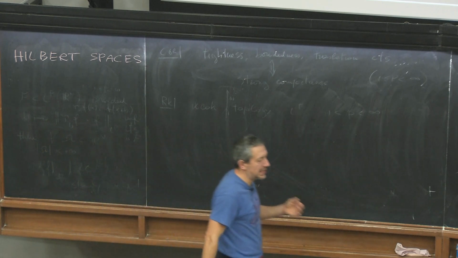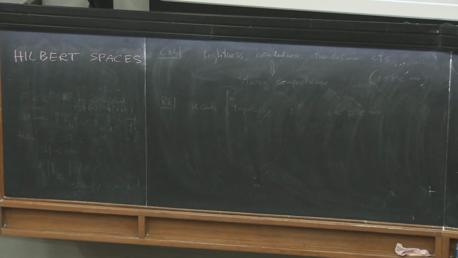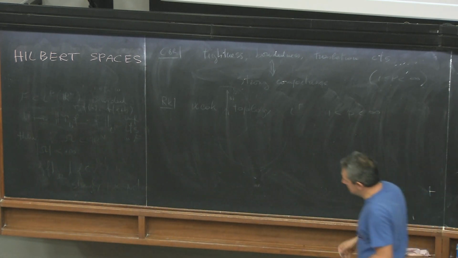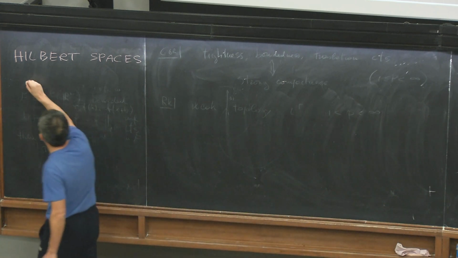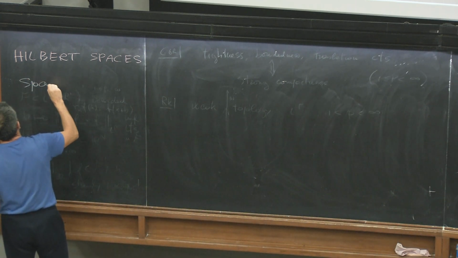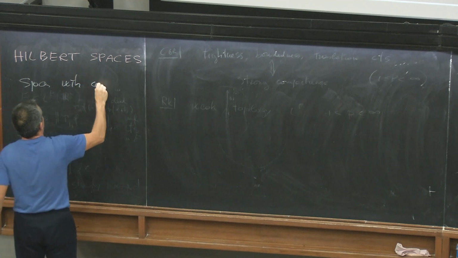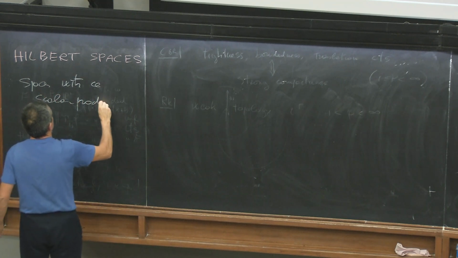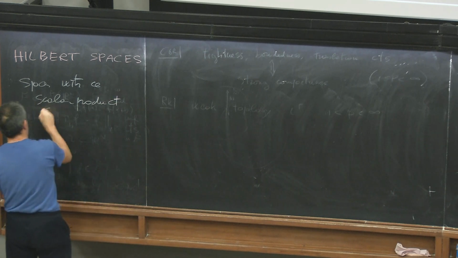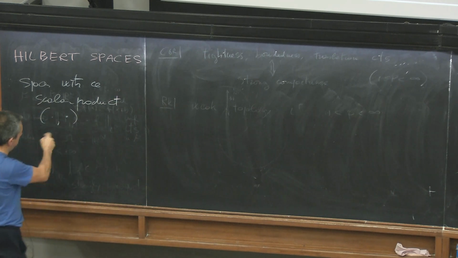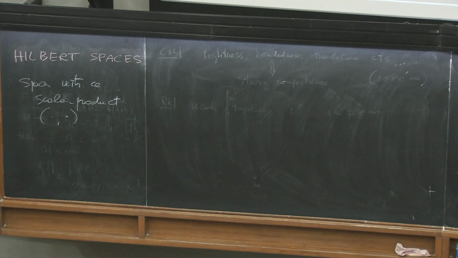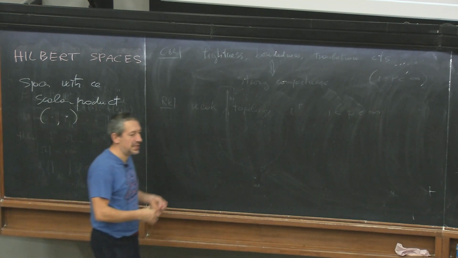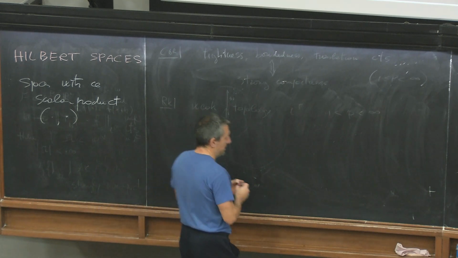So, Hilbert spaces: spaces with a scalar product. We denote it in this way, and the scalar product should have all the properties that we have for the scalar product in R. So, definition.